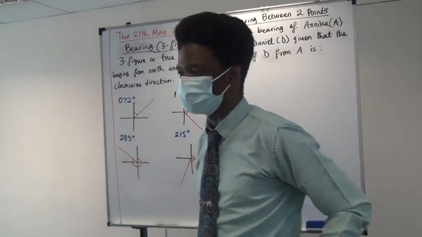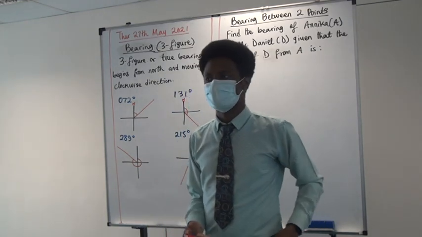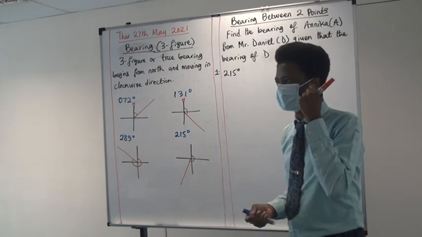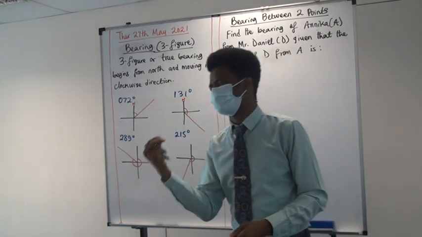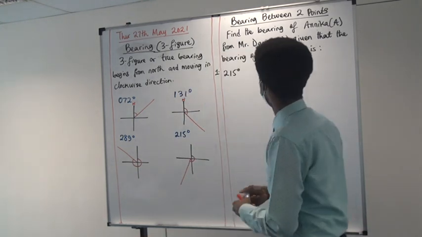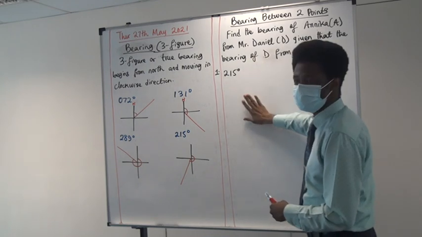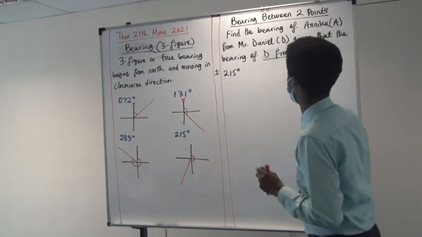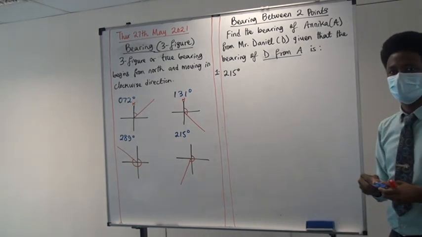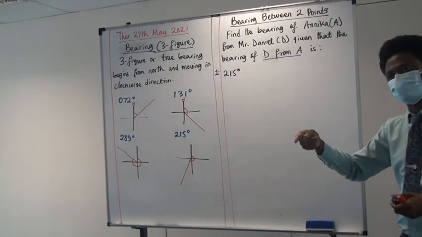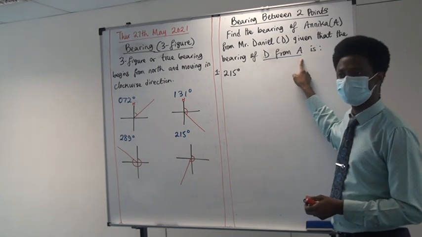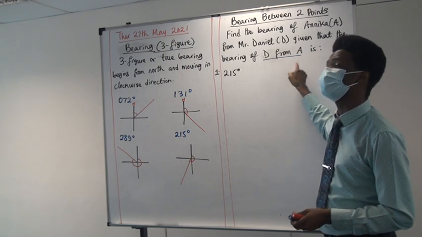For those that are listening, we want to find, so you need to know what you are given and what is expected of you. What is given is this, which is given that the bearing of D from A, that's the given. The other way around is expected. It says given D from A, D from A. So A is the first one you draw.